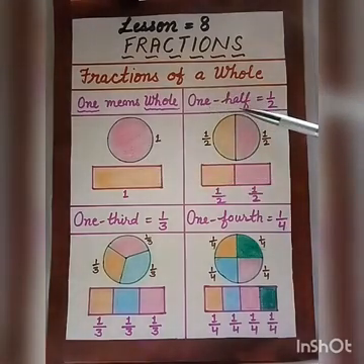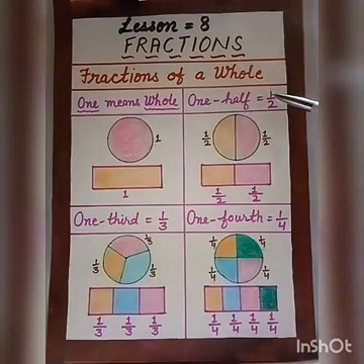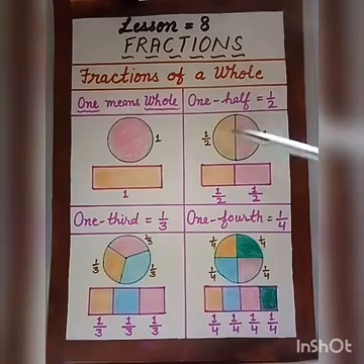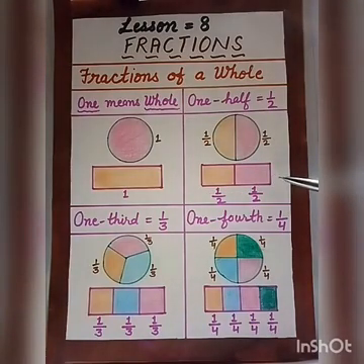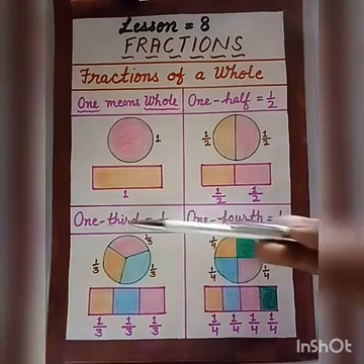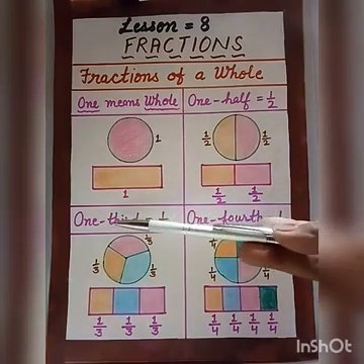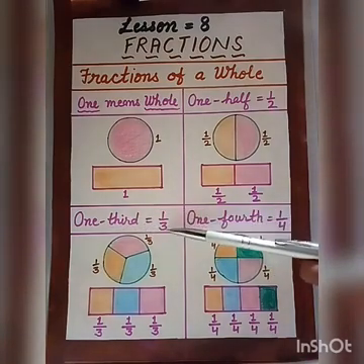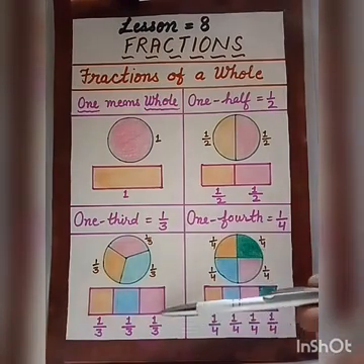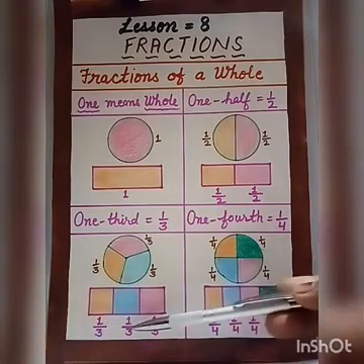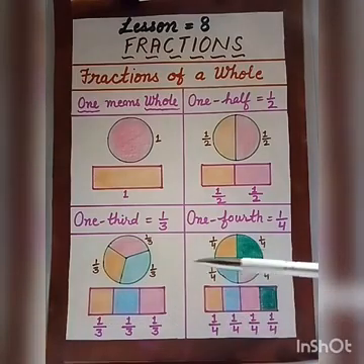Next is 1/2. 1/2 is written as 1/2 and 2 halves make a whole. When we add 1/2 and 1/2, we get 1. Next is 1/3 and we write 1/3 as 1/3. And 3/3 make a whole. When we add 1/3 3 times, we get 1.